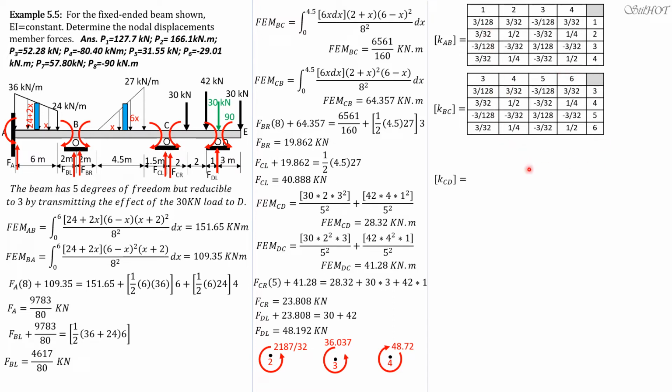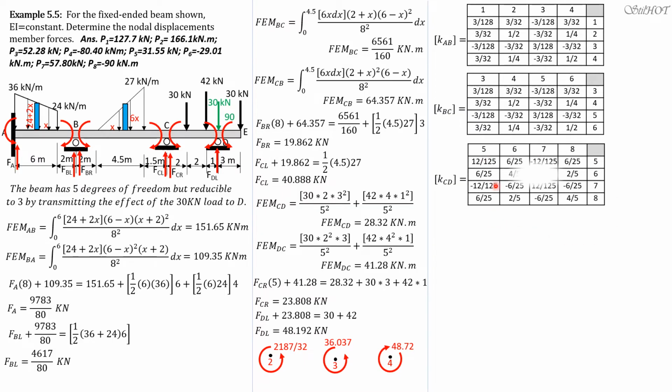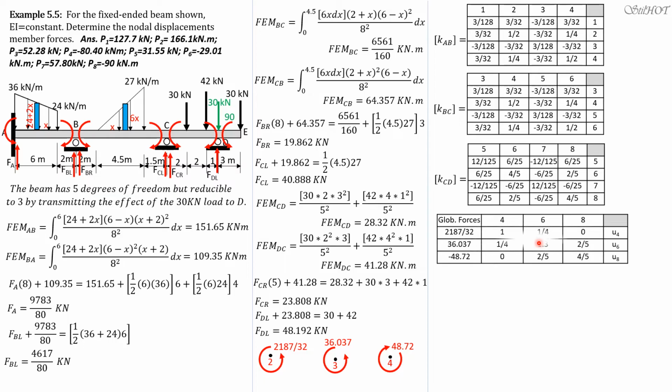So they are equal. Then for CD, the span is 5, and we already have this. We already experienced where a span is 5. The first entry is 12 over 5 cubed, so 12 over 125. And by experience, we already have this also. Then try to verify that these are the different elements of that stiffness.